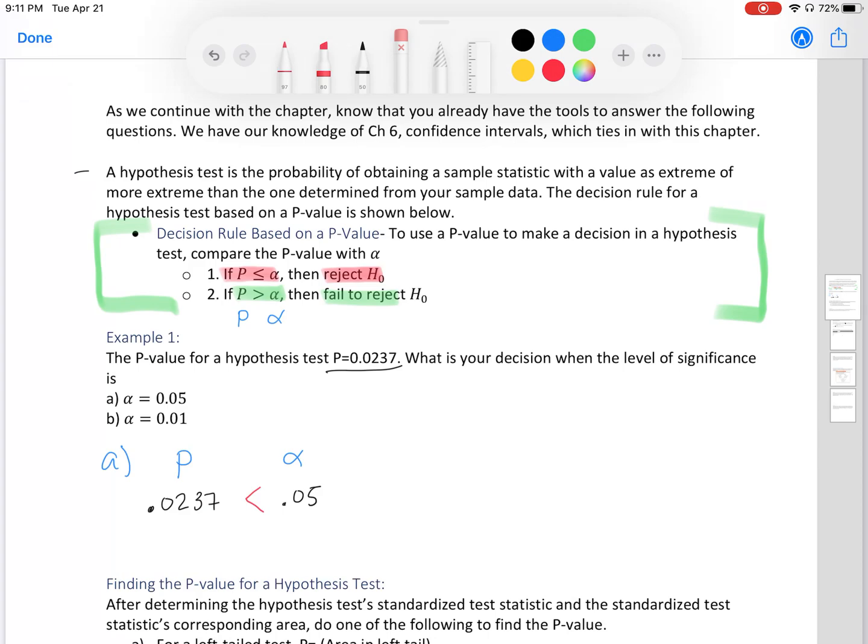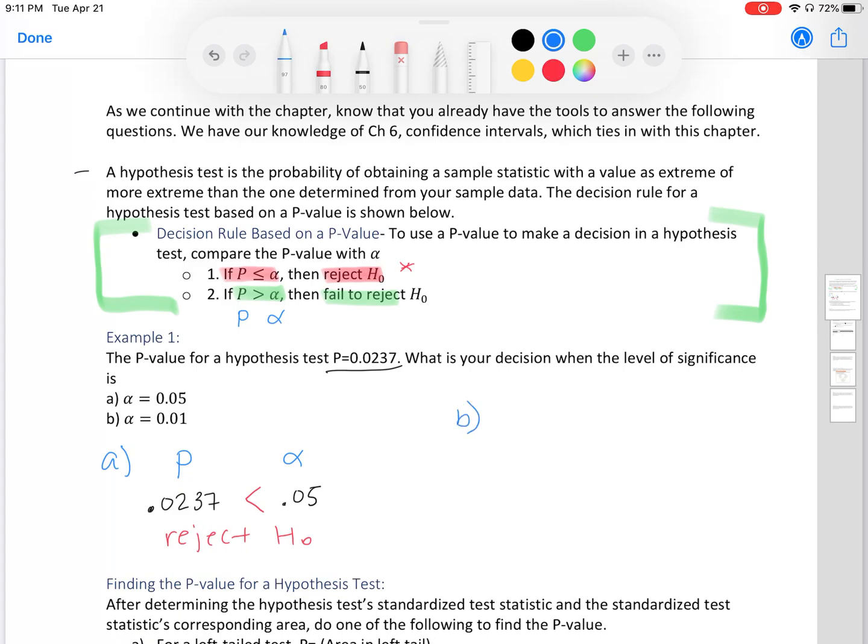And that's our answer. Now, because we have greater than, which is our second option, we say we fail to reject. I'm sorry, it's less than. Right? I have less than, the first one is a less than or equal to. Because it's less than, we say we reject. So our answer is reject that null hypothesis.